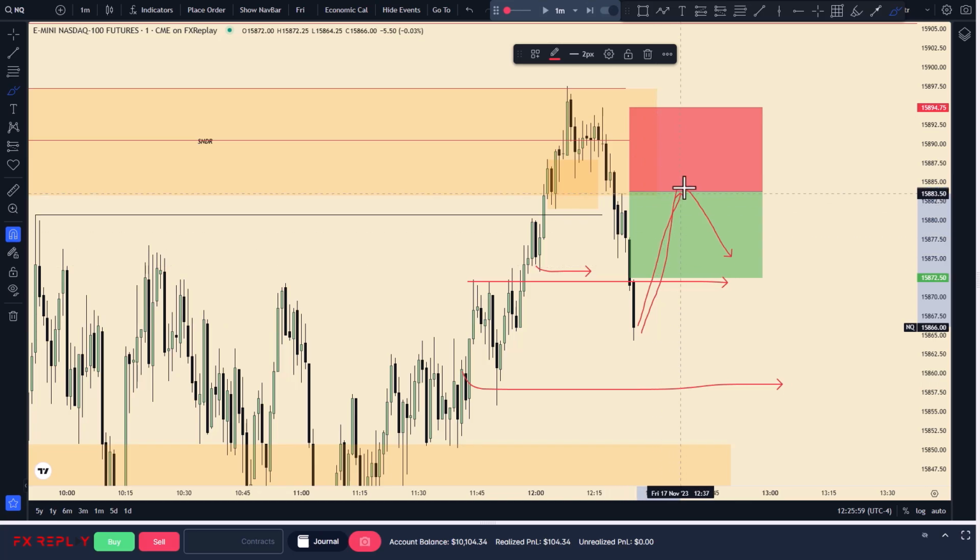Now doing this is very, very risky. Okay, even if it did work, it's going to fail a lot of times. But let's talk about this trade, and let's imagine that the price gave me that entry. This was only a tick. So let's talk about the logic behind it. First of all, let's talk about the stop loss.